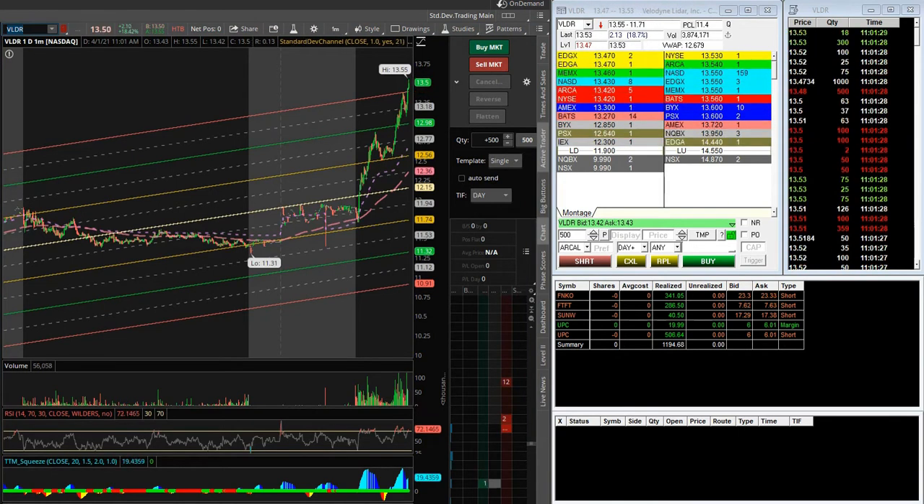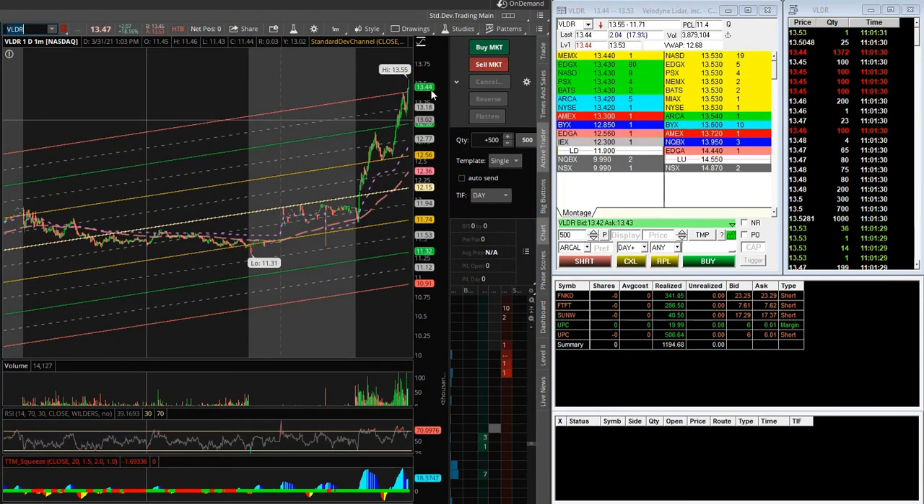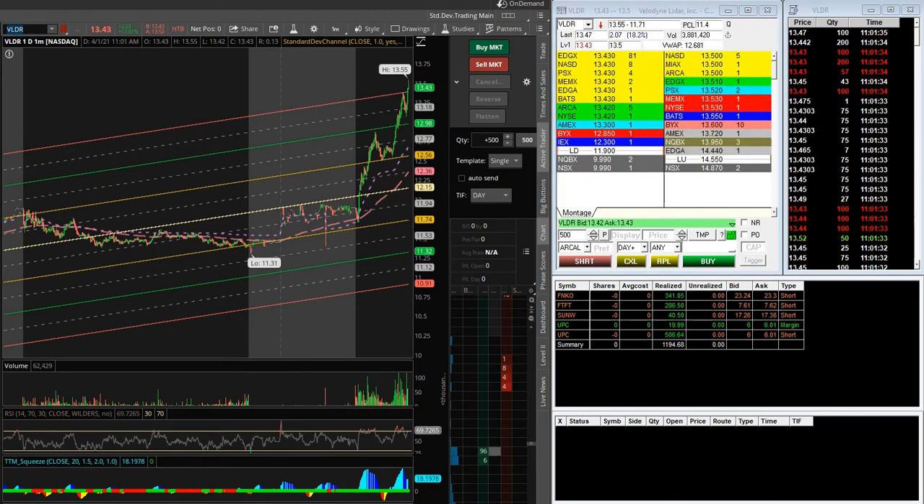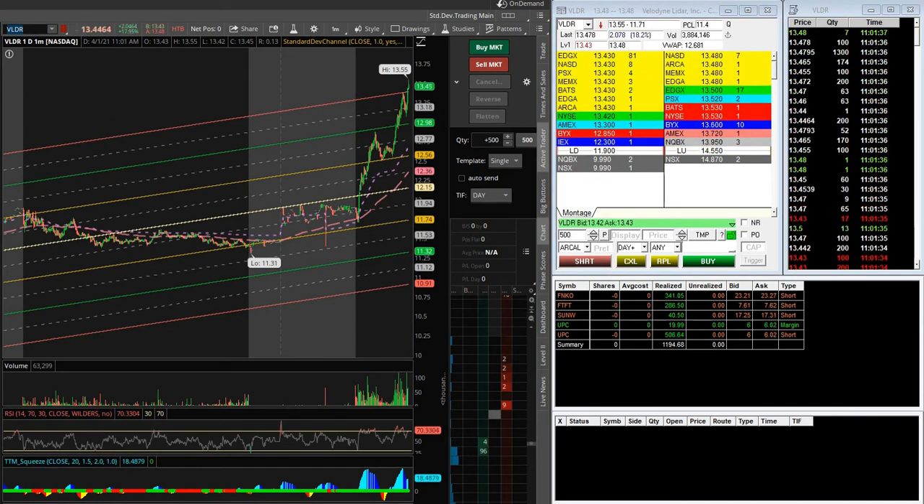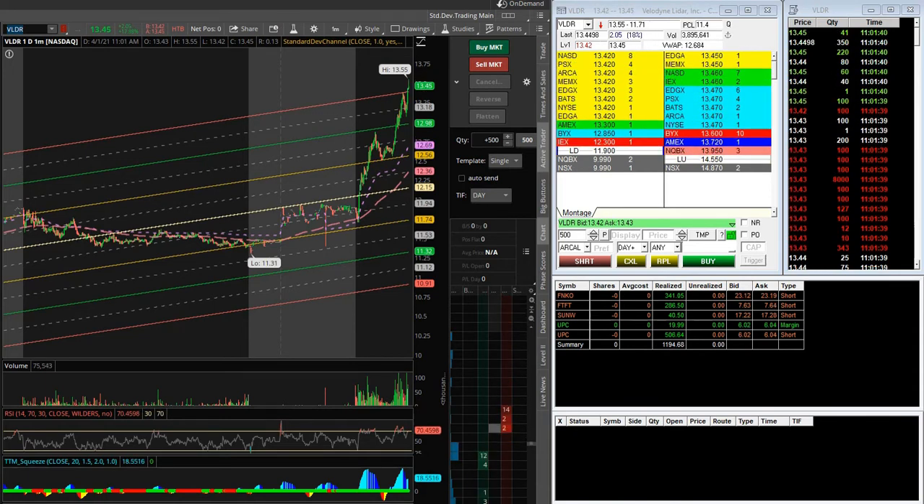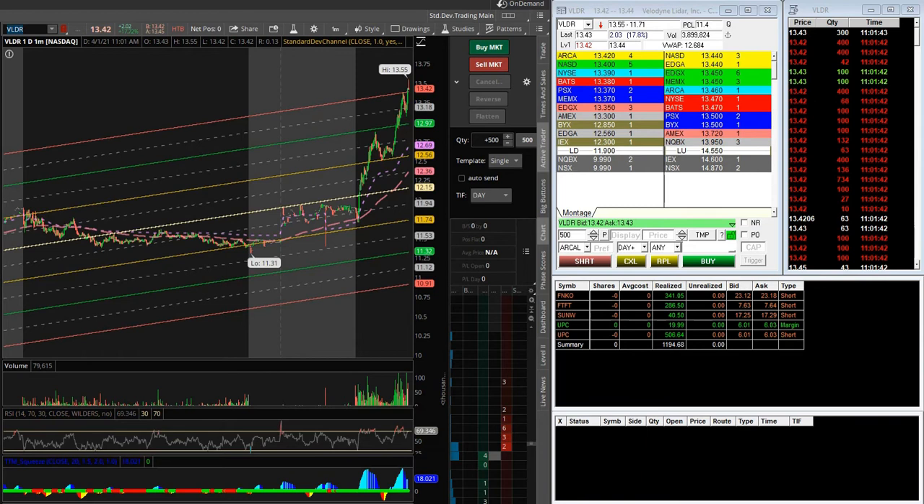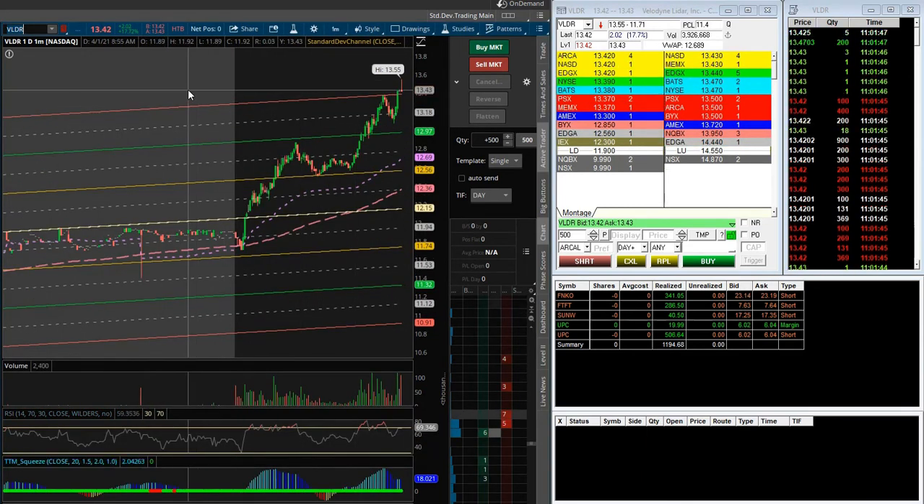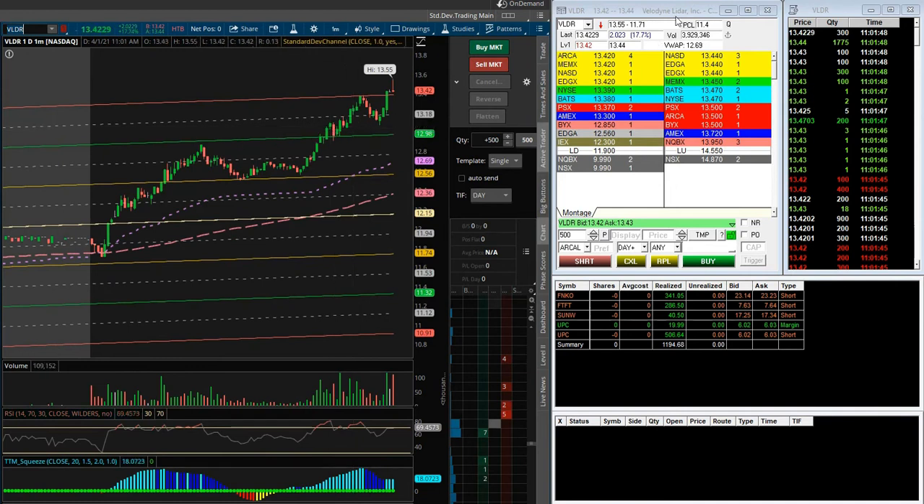Watching VLDR, the float is about 82 million shares. It has a merger news, not that strong in my opinion. Has a volume of almost 4 million shares so far. Price is trading over the 3 standard deviation mark. I'm looking for any weakness to go short here. Waiting for this 1 minute candle to close.